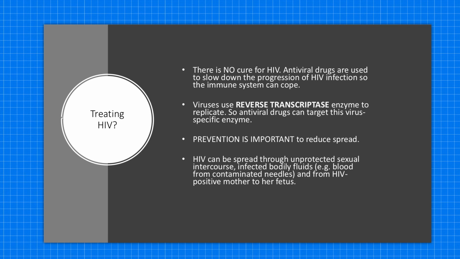Key thing is prevention, so to reduce the spread. So if it can't be cured, you need to look at reducing its spread, because HIV is spread through unprotected sexual intercourse, infected bodily fluids such as blood from contaminated needles, and from HIV positive mothers to her fetus. Now, not all babies from HIV positive mothers are born infected with HIV, and you can take antiviral drugs during pregnancy, which reduces the chance of the baby being HIV positive.